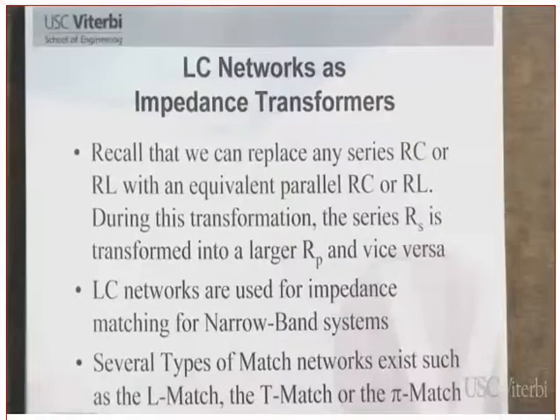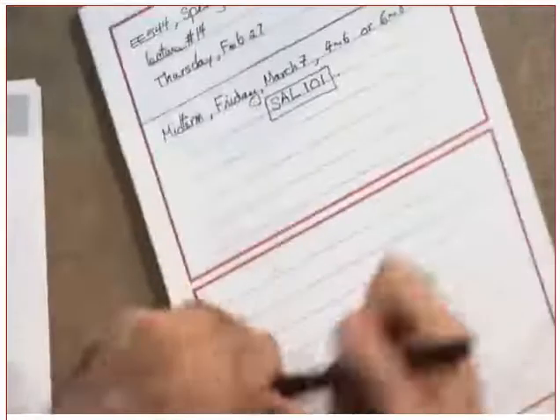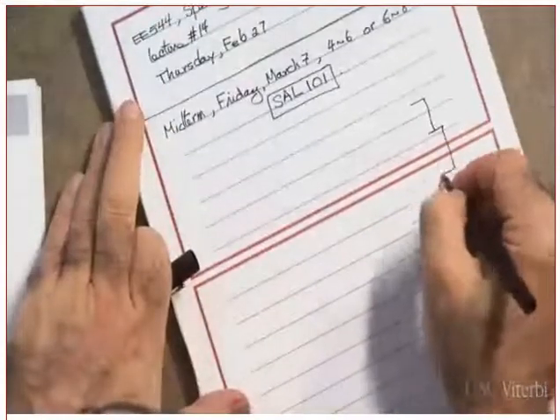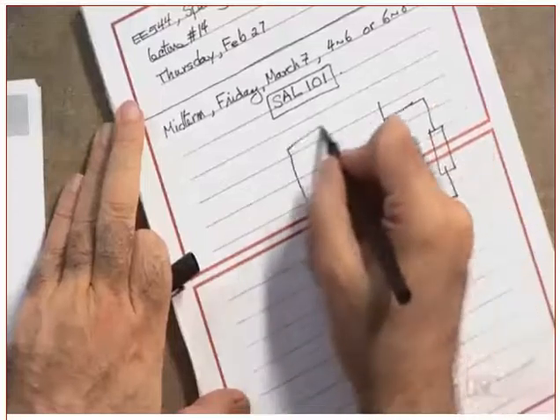In reality, whenever you put a matching network into a circuit, remember the matching network is this. This is the load, and this is the matching network.